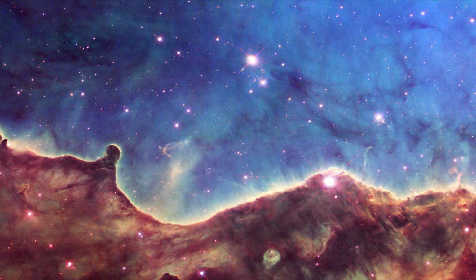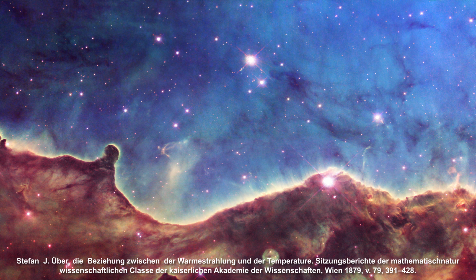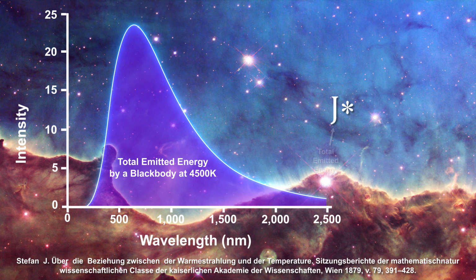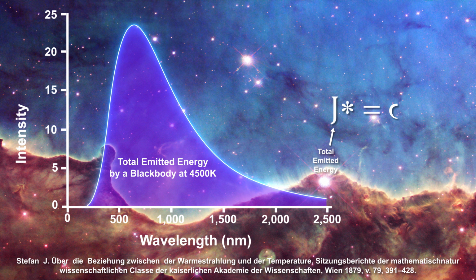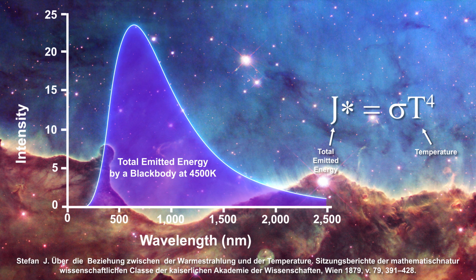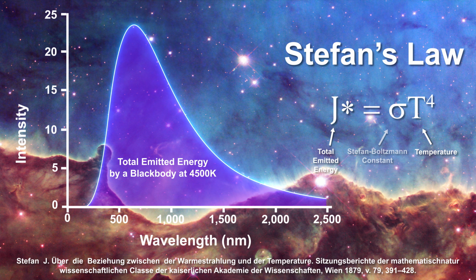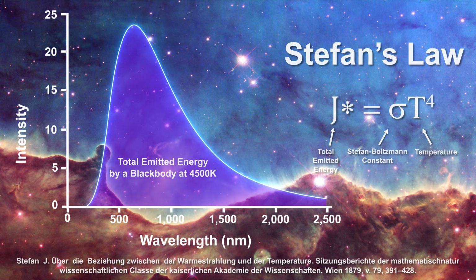In 1879, Joseph Stefan discovered something else about blackbody radiation. The area under the curve is equal to another constant, sigma, times the temperature to the fourth power. This became known as Stefan's Law, and sigma is known as the Stefan-Boltzmann constant.